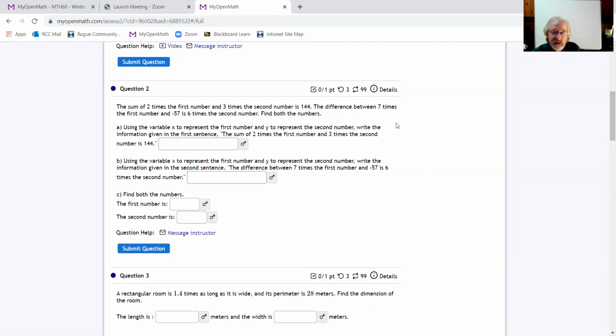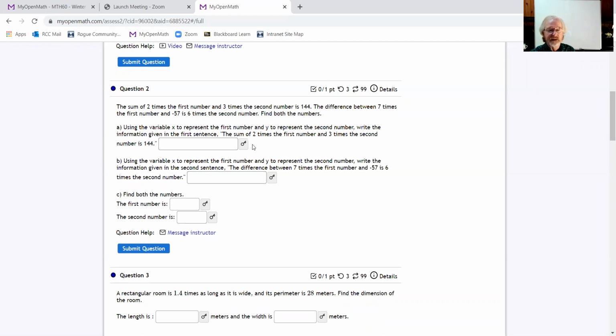The form of this second equation won't be quite what we expect and we might have to do a little rearranging, right? The difference between, so we're going to do a subtraction, right? The difference between 7 times the first, right? And negative 57. Oh, 7 times the first minus a negative 57 is, there's your equal sign, 6 times the second. Oh, so the other variable is on the other side on this one. That's kind of what that's all about.